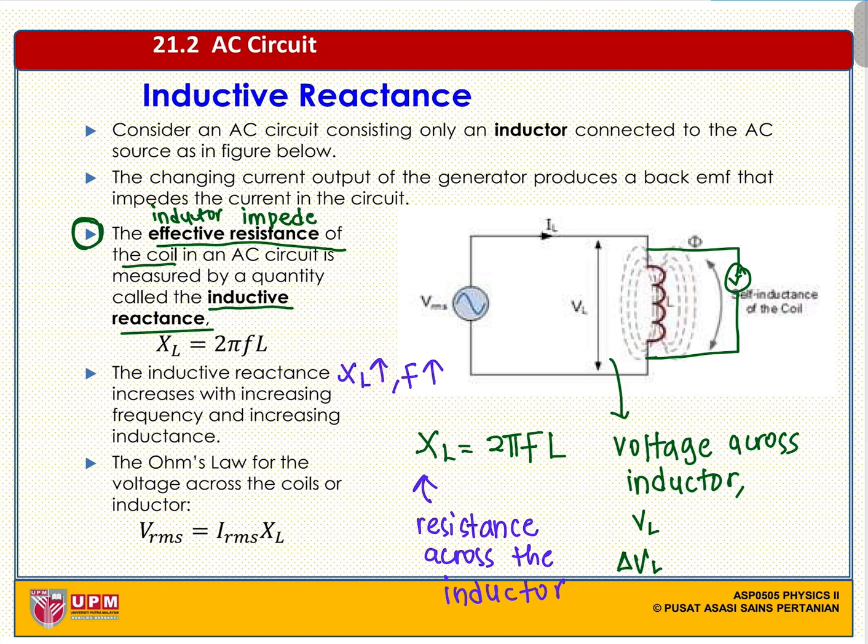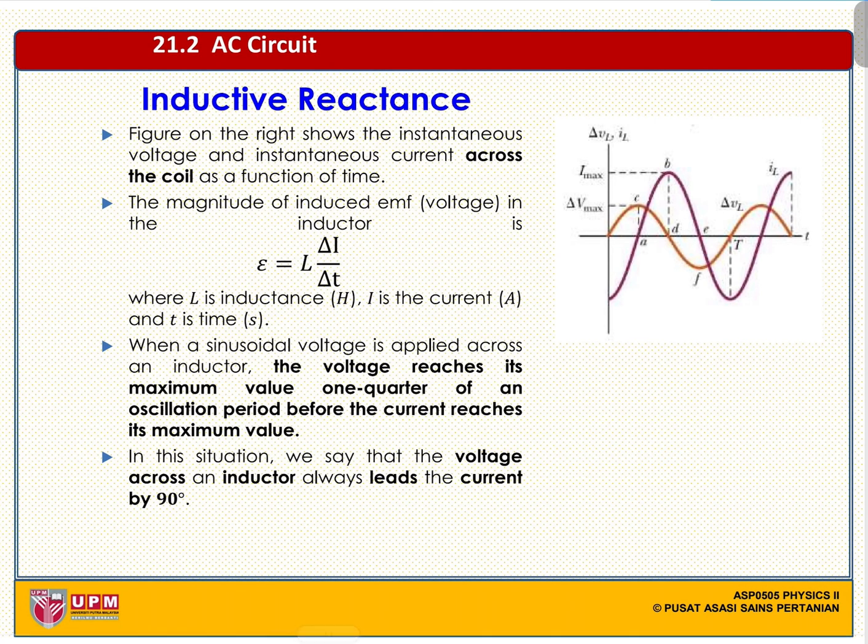Right? The Ohm law for the voltage across the coil adalah VRMS equal to IRMS darab dengan XL. Sama juga you can use the VRMS of the source ataupun you will have V0 equal to I0 darab dengan XL. So, for here, your graph will look like this one. When the current is at maximum, awak punya voltage is something like at 0, walaupun dia negative current lah.